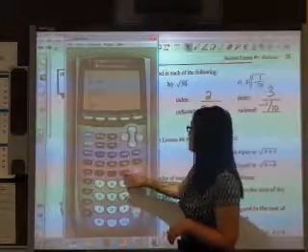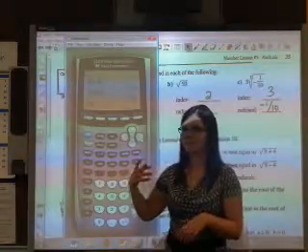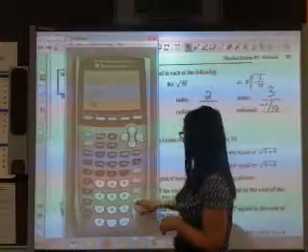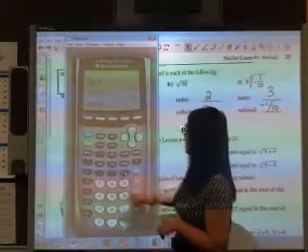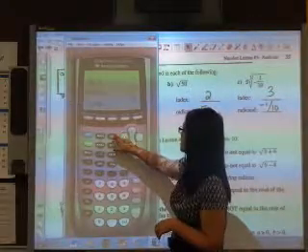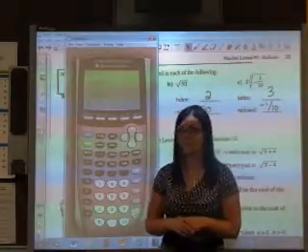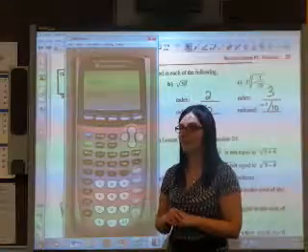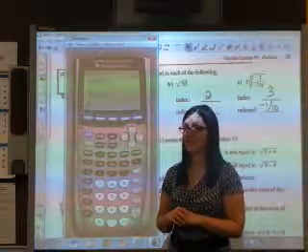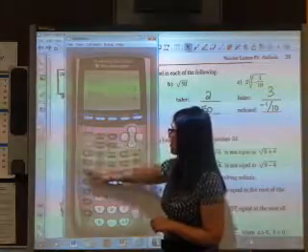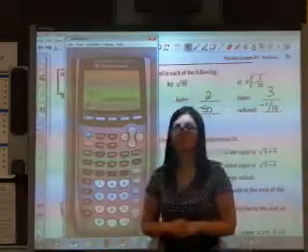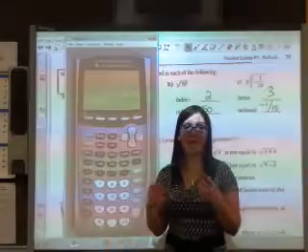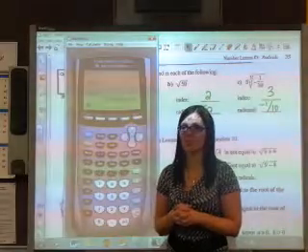Square root of 9, which is 3, plus the square root of 4, which is 2, equals 5. What's 9 plus 4? 13. And what's the square root of 13? Is it 5? No. So when I'm adding, I cannot push them together.